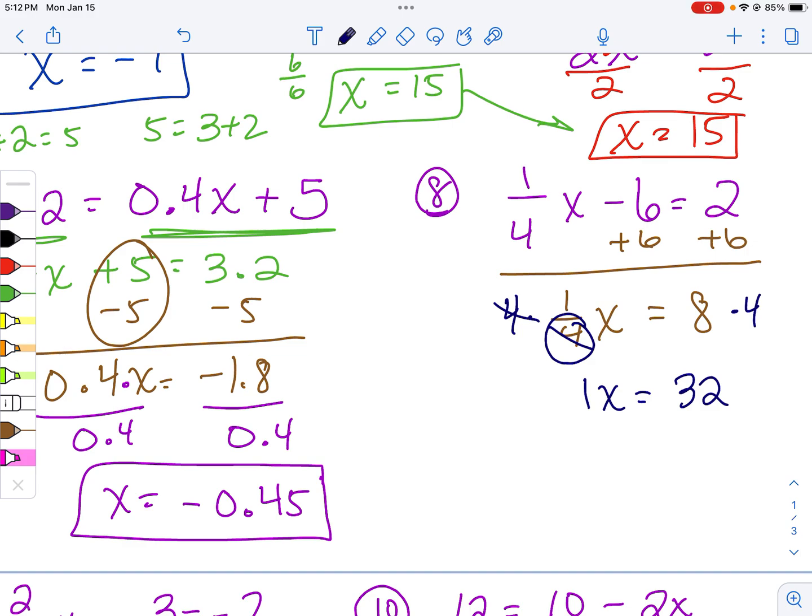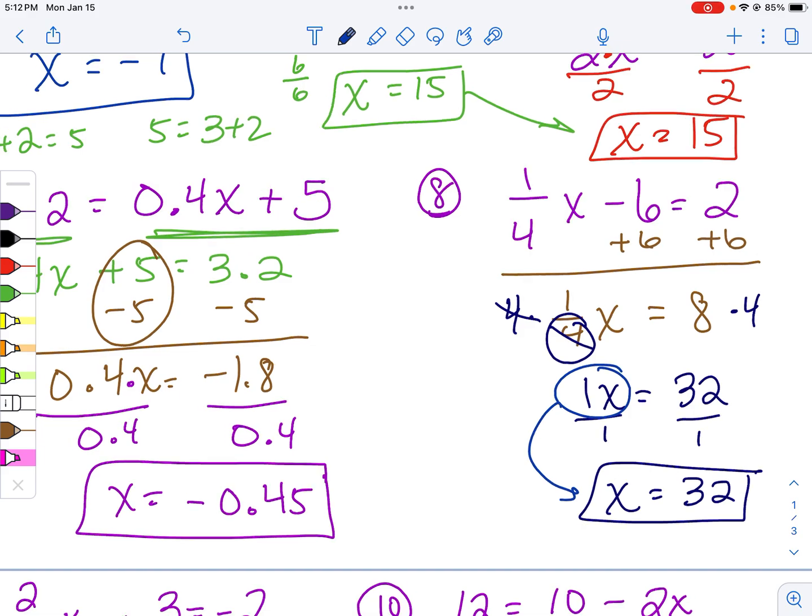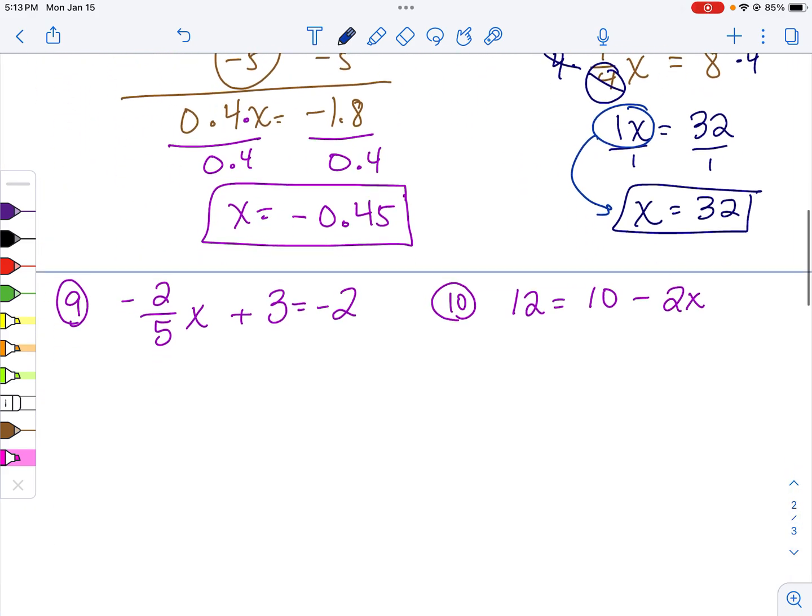Now, there are some of you that are going to divide both sides by 1. And 32 divided by 1 is just 32, and that's totally acceptable. However, one of the things that you probably remember from middle school is that 1x is the same as just x. So dividing by 1 doesn't really change anything, so we could just say x equals 32. But if you want to divide both sides by 1, because that's what we do if there's a 2 or a 3 or a 4 there, that, again, is totally acceptable.